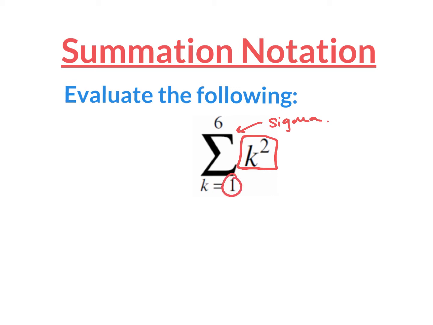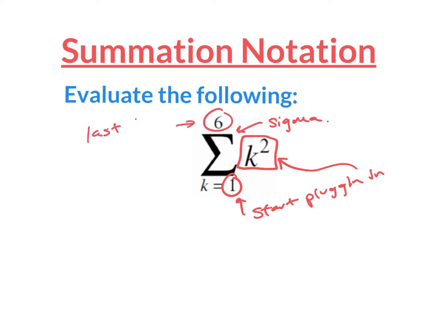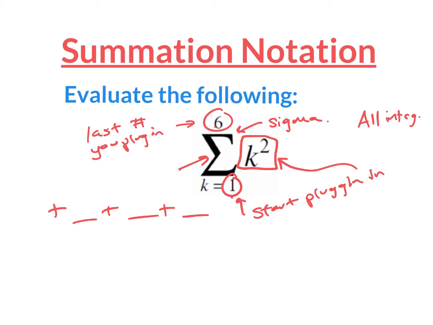The bottom number represents the number that you want to start plugging in to that equation. And then the top number represents the last number you're going to plug in. And what that notation represents is actually the sum of all those outputs if you plug those numbers in. And when we plug numbers in today, it's going to be the bottom number to the top number. It's all integer values that you're going to be plugging in.